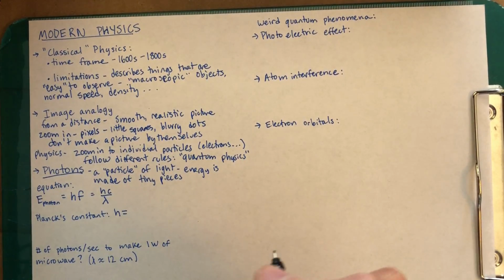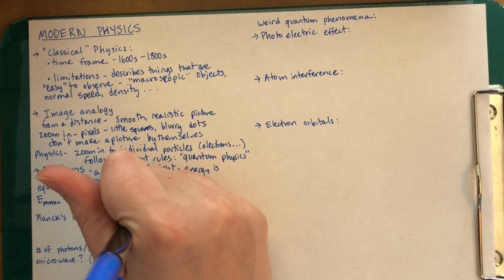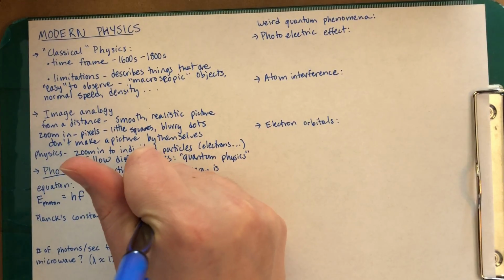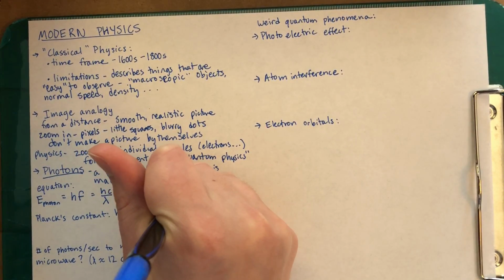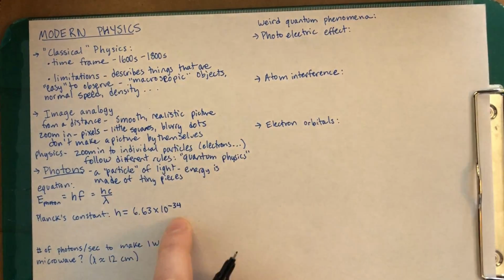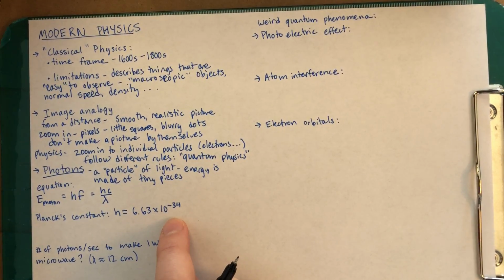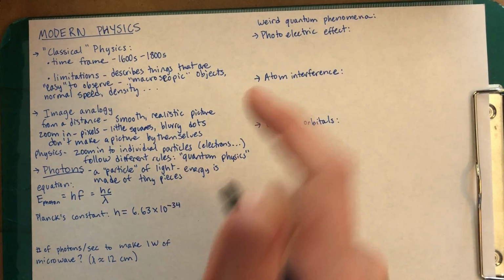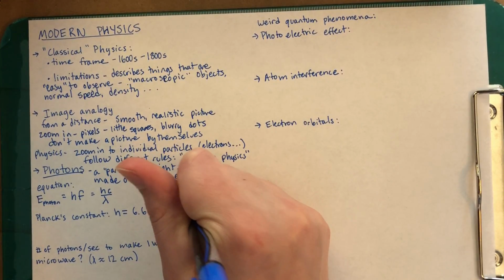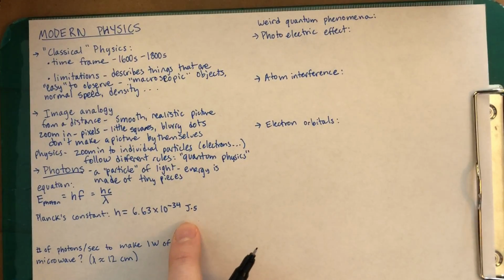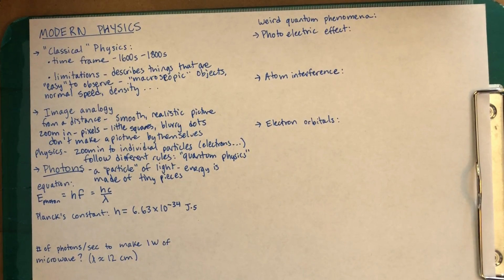H equals 6.63 times 10 to the negative 34. That's a really big exponent in scientific notation. It's the biggest exponent on anything. I mean, it's a negative number, but still. And the units are joules times seconds. These constants often have weird units like this. So let's do a couple of examples to hopefully help you see what's going on.